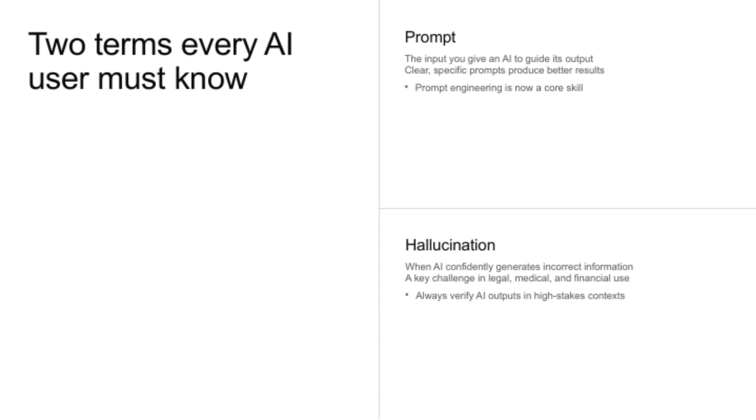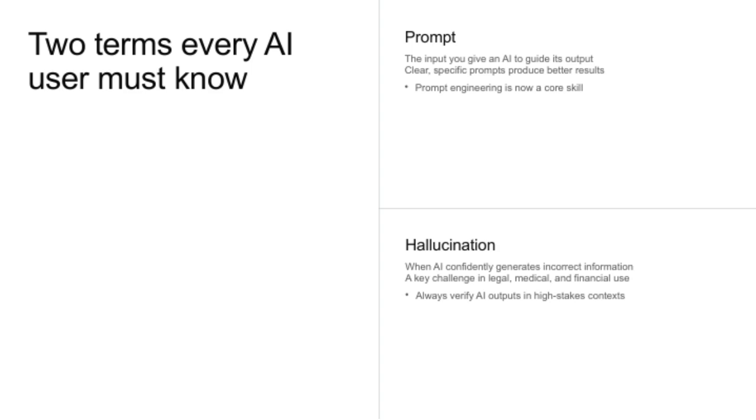This brings us to the importance of the input we give to AI to guide its output. The quality of our prompts plays a huge role here. Clear and specific prompts tend to produce much better results because they help the AI understand exactly what we're asking for. That's why prompt engineering has become a core skill in working with AI today. Crafting the right prompts is almost an art.